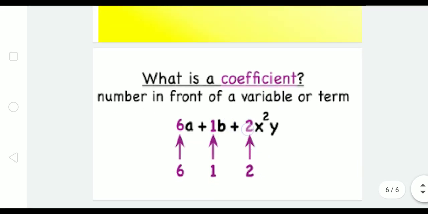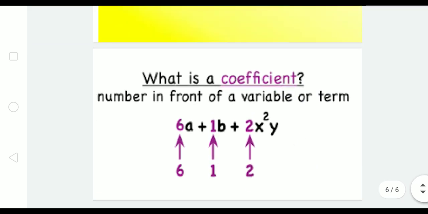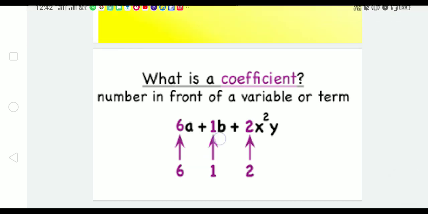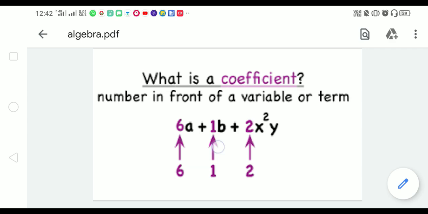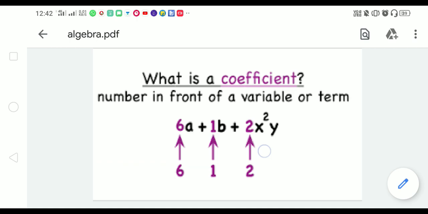And now see the last term, coefficient. What is the coefficient value? It is the number in front of a variable or term, which means that number is multiplied by a variable. Here we have 6 into A. So 6 is the coefficient of A. 1 into B means 1 is the coefficient of B. 2 is the coefficient of x square and y.